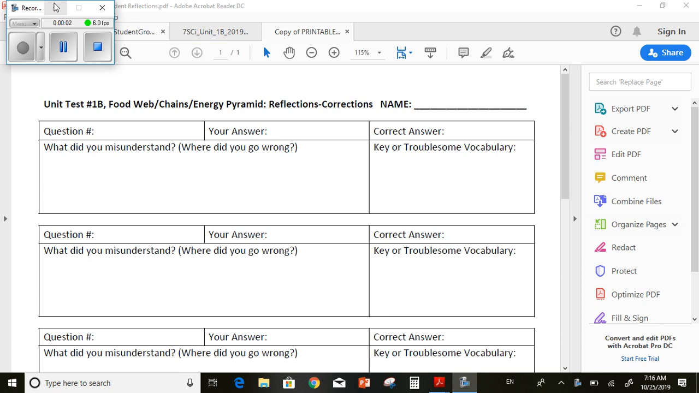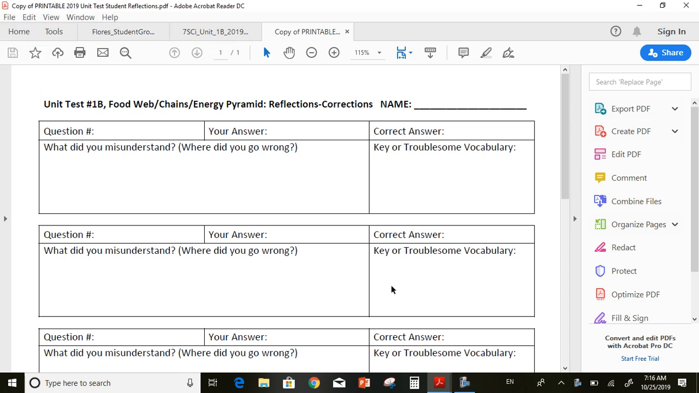This video is to be able to make your test corrections for this last test, Unit 1B, Food Web, Food Chains, Energy Pyramid. You need one of these forms. Remember, we did this for our last test, where you need to fill in the question that you missed, your answer, the correct answer, what did you misunderstand, what was it that you read from the question where it made you go wrong, pick the wrong choice.